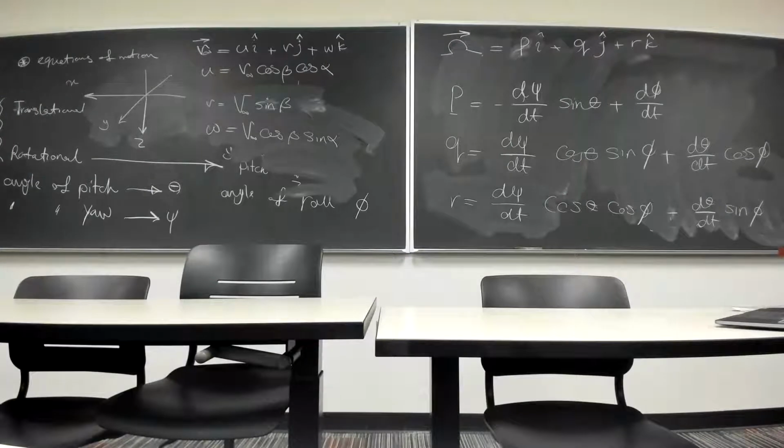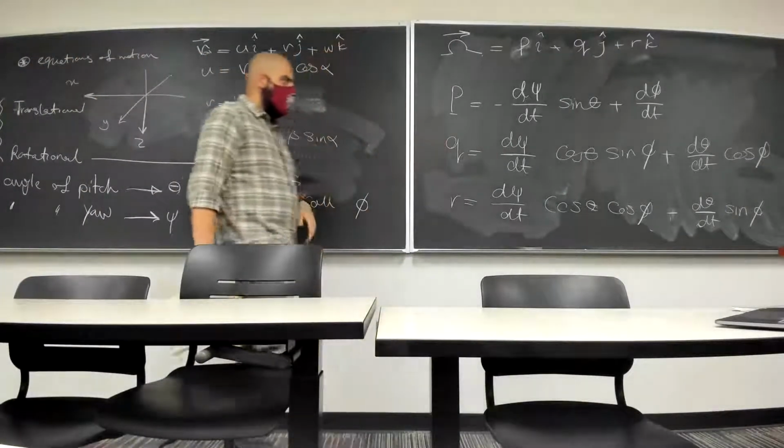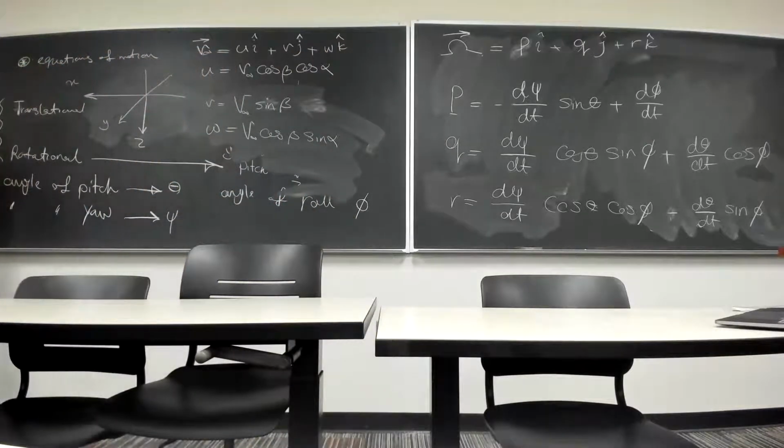So just to make sure we understand these different components, what will be the angular velocity if we are only pitching up or pitching down? If we only have the pitch? It will only be Q. Okay. What if we only have the roll?